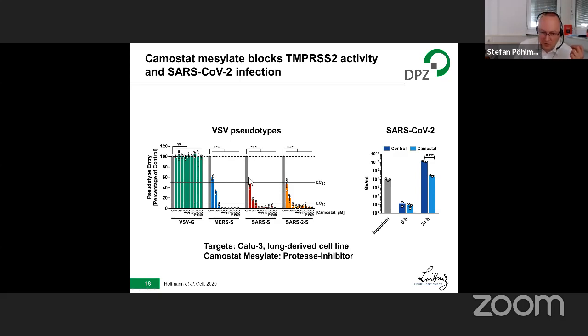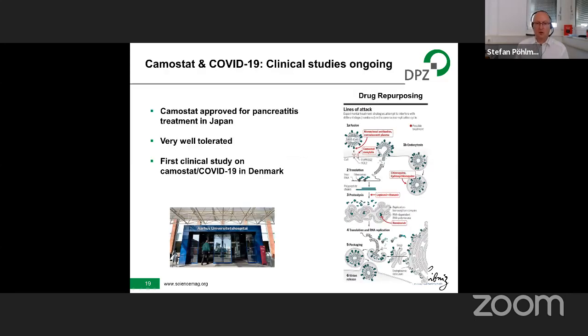And importantly, those findings made with pseudotypes could be confirmed with authentic SARS coronavirus 2. Here, infection of lung cells and its inhibition by camostat is shown. So what is the relevance here regarding treatment options? We feel those findings are very relevant because camostat has been approved for human treatment in Japan. It's known to be very well tolerated and is currently being assessed in several clinical studies. And the first one that has started takes place at Aarhus University Hospital in Denmark.